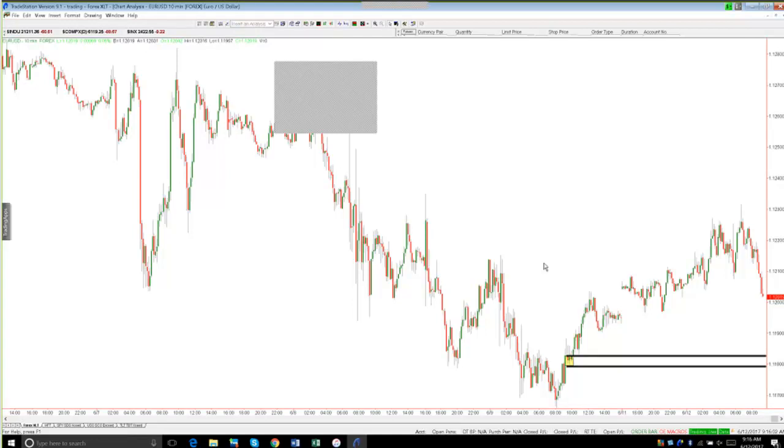So we have that area below, and we're focused on short-term trading today. It doesn't mean we're always focused on short-term trading.